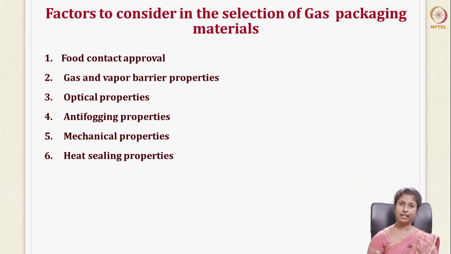4th, anti-fogging properties. You have the vapor condensing in the inside portion and it may appear hazy. So if your package has anti-fogging properties, that is a good property. Mechanical properties, good strength, it should not tear or break in transit or during handling. And the last, heat sealing properties, which is very desirable if you want to produce a product which is impermeable to gas and produces a seal which has integrity.